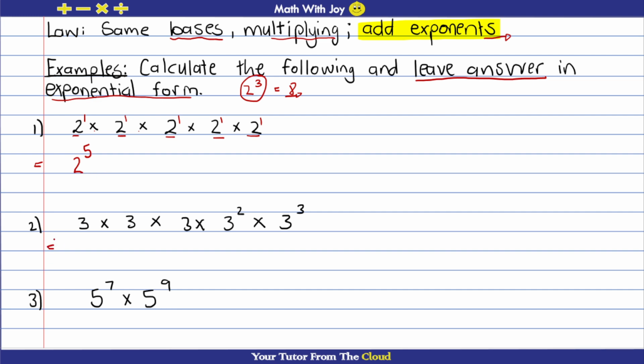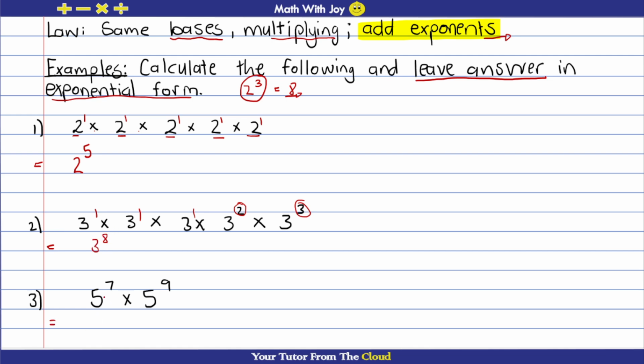Okay. In this example, we got 3's. They are multiplying each other. So the bases are the same and they are multiplying. I just have to add 1 plus 1 is 2, plus another 1 is 3. 3 plus 2 is going to give us 5. 5 plus 3 is going to give us 8. So this is 3 to the power of 8.